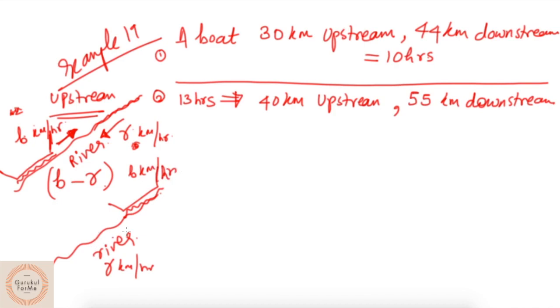If your boat is going down with the river, you will not have to put in so much energy, whatever your boat speed is. It has some motor or you are rowing it. Your effective speed will be nothing but the speed of the boat plus the speed of the river, right? Because your boat already has a speed and the river is also flowing at a certain speed. So your effective speed will be B plus R because you are going down. This is called downstream.